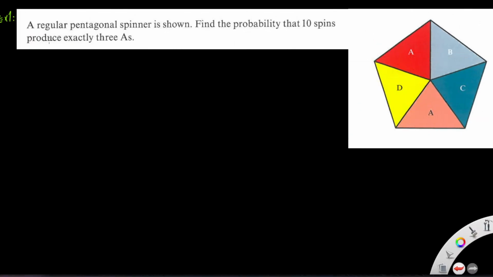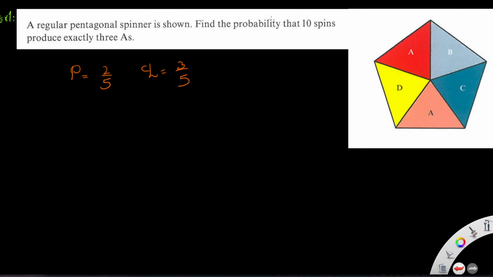Example number 1, a regular pentagonal spinner is shown. Find the probability that 10 spins produce exactly 3 A's. Now, first, as you see, there are 5 possibilities here, out of which 2 of them are A, and the success in this context is producing A. So the probability of success, which is denoted by p, is 2 over 5. So failure will be 3 over 5.